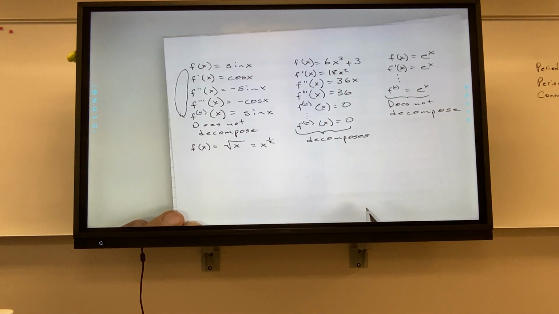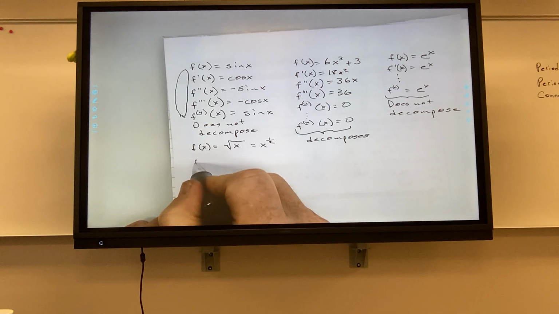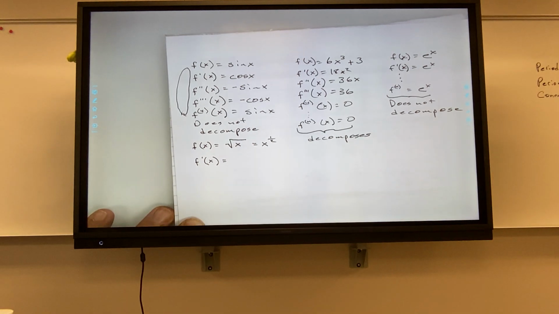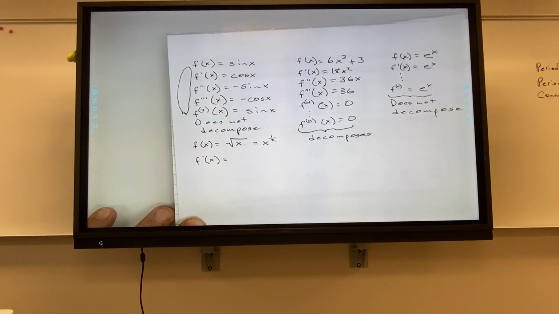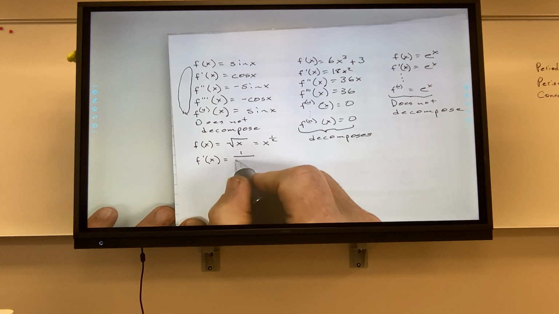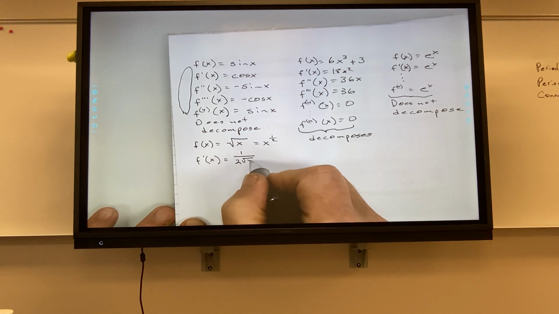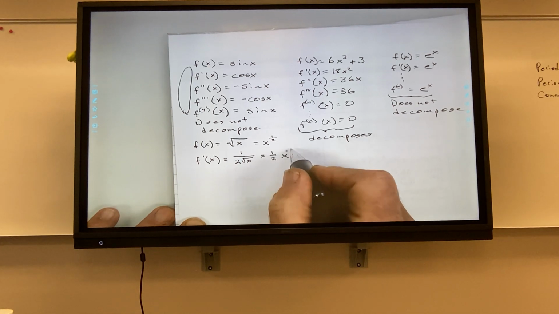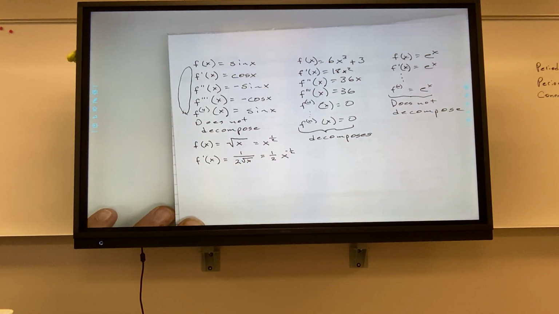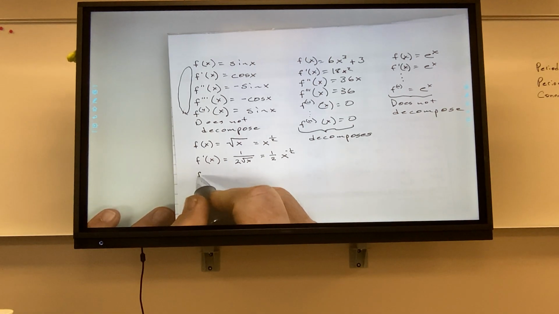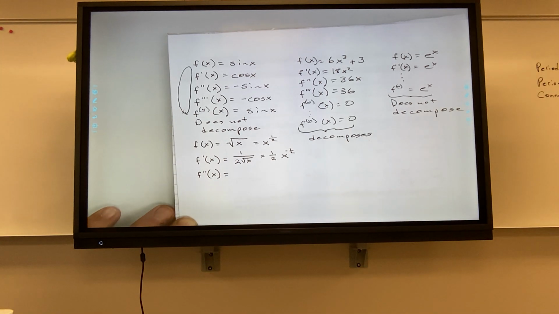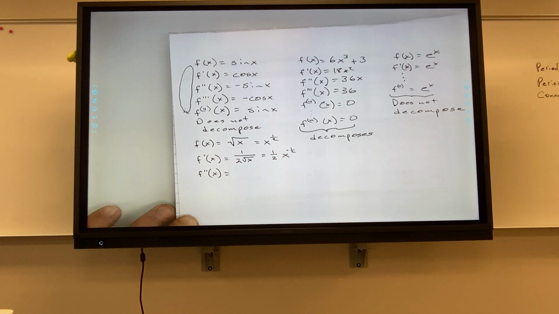Right, Grace? One over 2 square root x. Is that the same thing? Okay. What's the second derivative? It will not become zero. This will never become 0, but it will get dang well close.